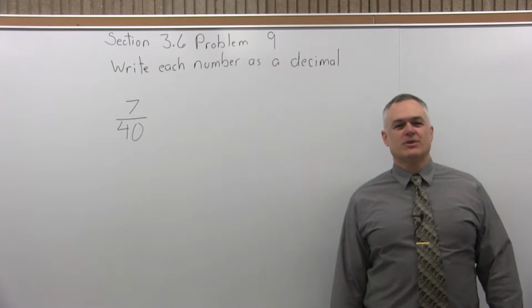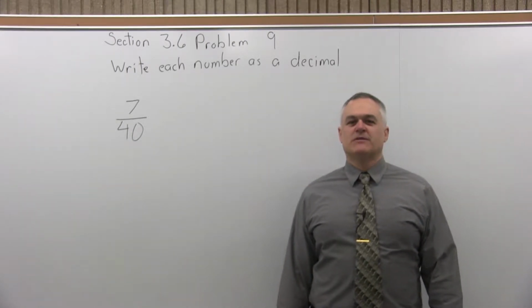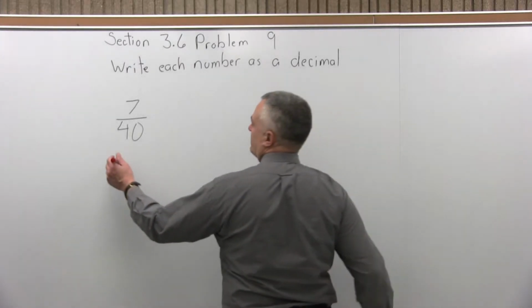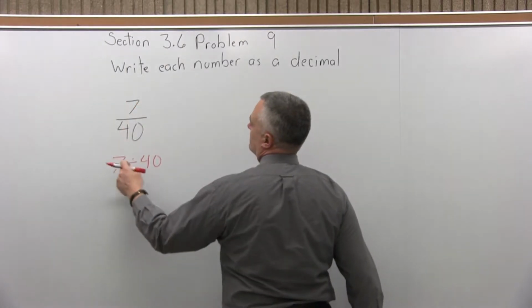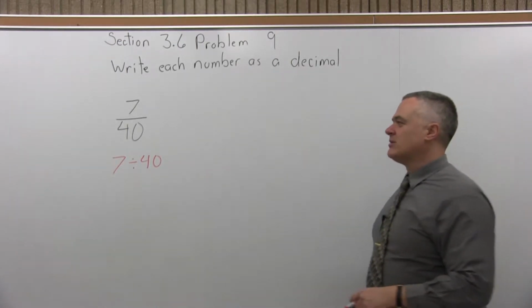This is Section 3.6, problem number 9. It says write the number as a decimal, and we have 7/40. So with all of these from this section, if you happen to have a calculator that you can use, just run it through your calculator. The numerator divided by the denominator equals, and the calculator will give you the answer with no problem.